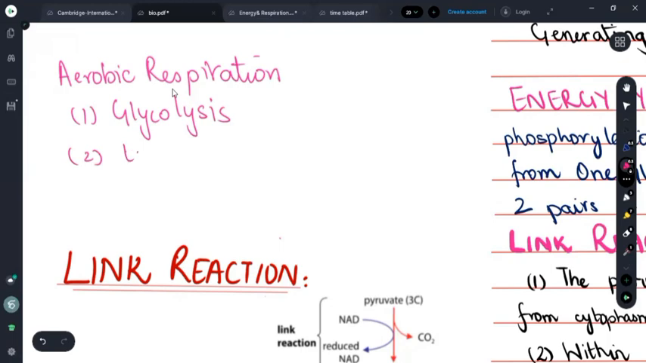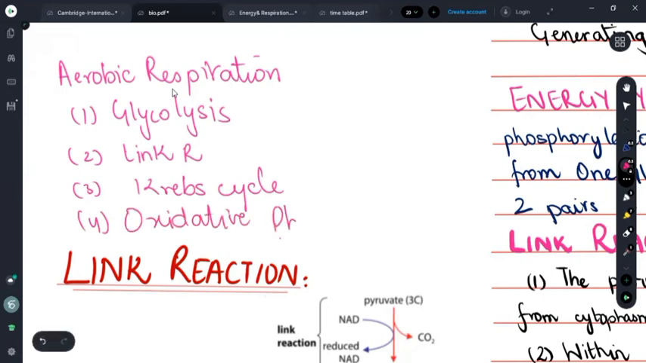Then we have link reaction. The third one is Krebs cycle. And the last one, at which the aerobic respiration gets completed, is oxidative phosphorylation. So, as we can see here, link reaction is in between 2 stages of aerobic respiration, basically glycolysis and Krebs cycle. Now, as the name suggests, it links the 2 processes, that is glycolysis and Krebs cycle.